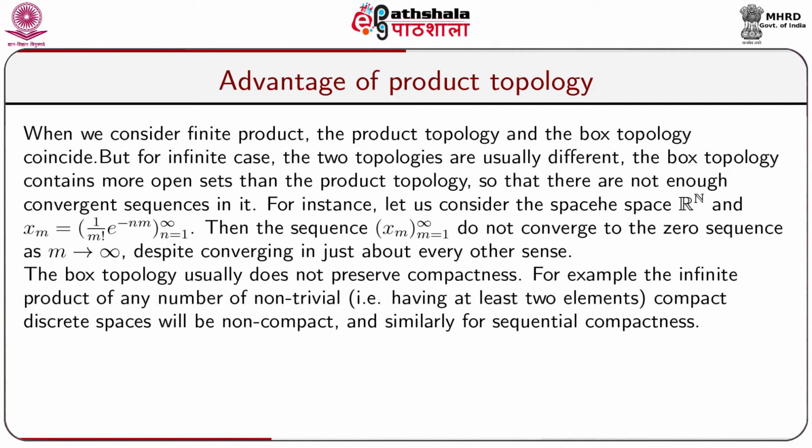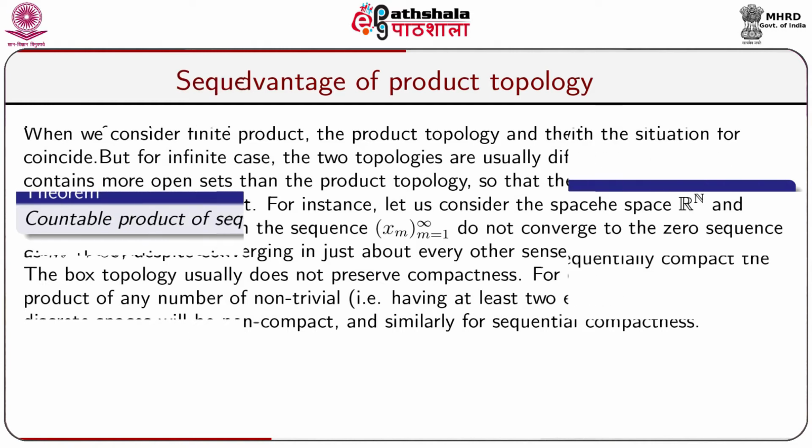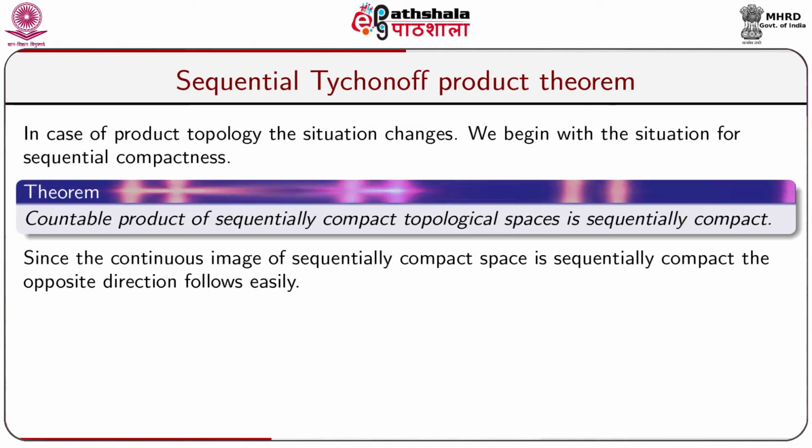Box topology is so large that the sequence (1/m! e^{-n}), m, n equal to 1 to infinity, does not converge to the 0 sequence in the product R^N when considered with the box topology. But in case of product topology, the situation improves. So, we shall prove the Tychonoff product theorem in case of product topology. Let us first prove the sequential Tychonoff product theorem, which says that countably infinite product of sequentially compact spaces is sequentially compact.